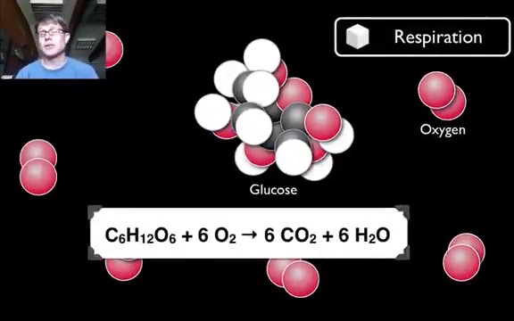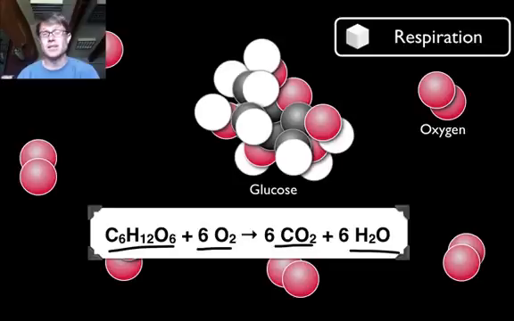Okay, next let's go to cellular respiration. What happens in cellular respiration? Cellular respiration, we're actually using the energy in those sugars, so in glucose. In the presence of oxygen, we're breaking that down into carbon dioxide and water, and we're releasing energy from that.